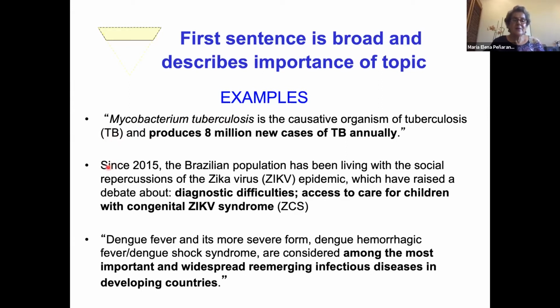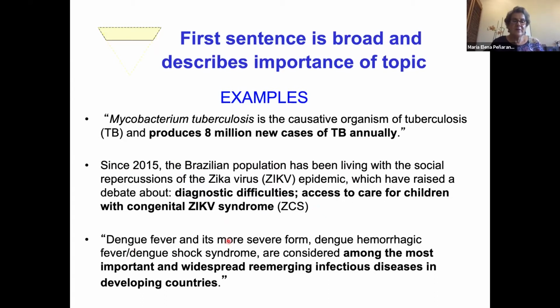Another example: since 2015, the Brazilian population has been living with the social repercussions of Zika virus, and then you introduce the abbreviation, epidemic, which have raised a debate about diagnosis difficulties, access to care for children, and congenital Zika syndrome. Reference, where you got this data in 2015. Since 2015 in Brazil, there have been publications on that aspect that is now well known in the world.